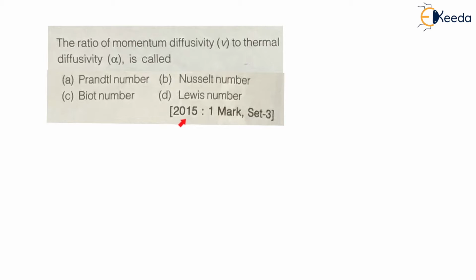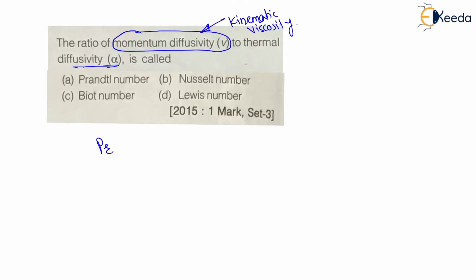Now the next question which was asked in GATE 2015 for 1 mark: the ratio of momentum diffusivity nu to the thermal diffusivity alpha is called. Now my dear students, this momentum diffusivity is also called kinematic viscosity. Momentum diffusivity is another name of kinematic viscosity, right? And here thermal diffusivity. Now my dear students, the ratio of them is nothing but Prandtl number.